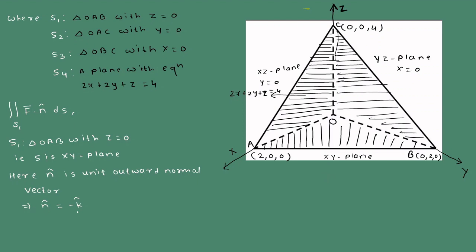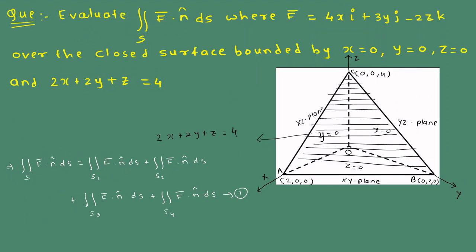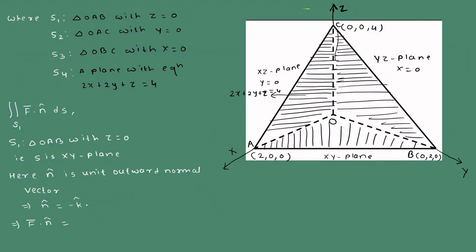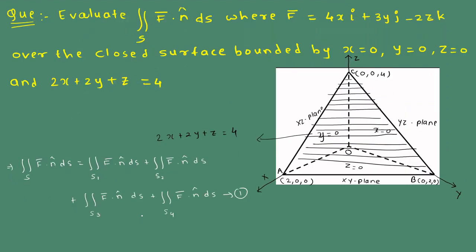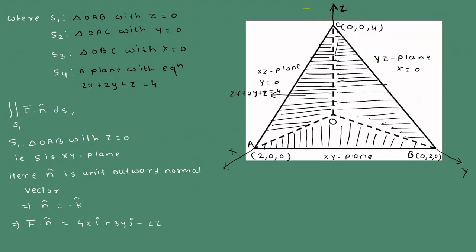Okay, so n cap is equal to minus k cap. So f bar dot n cap is equal to, what is f bar given in the problem? It is 4xi plus 3yj minus 2zk, dot product with minus k cap. Okay, k with k, so it is directly 2z.